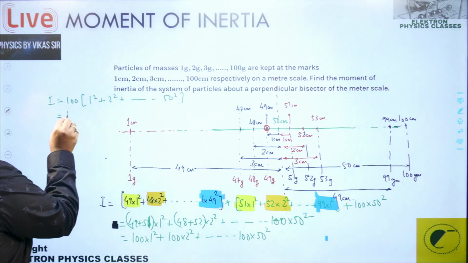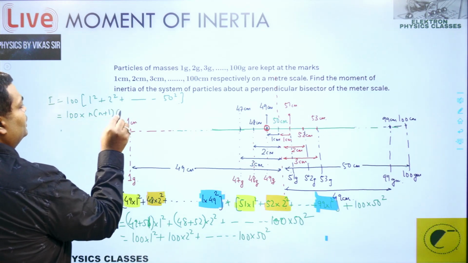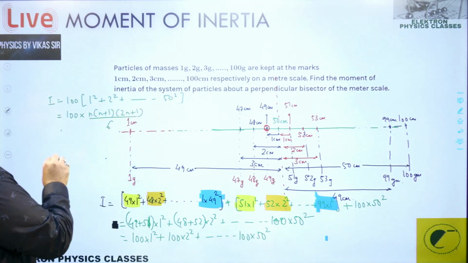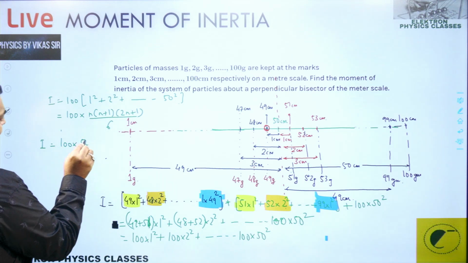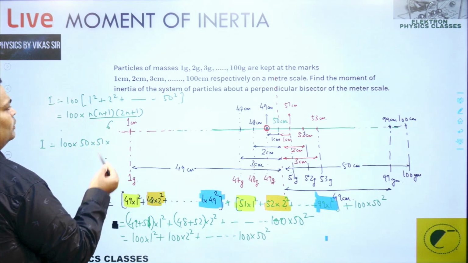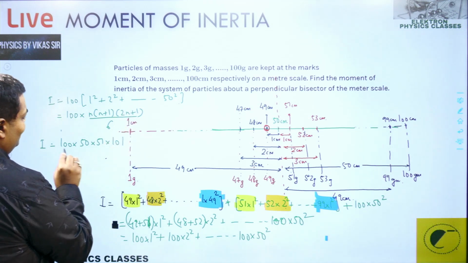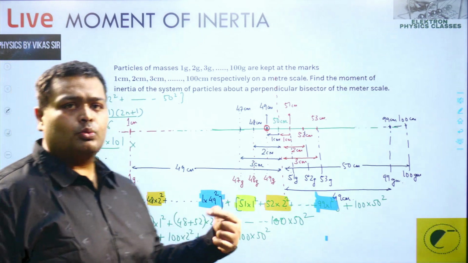So that is the sum of the squares of the first n natural numbers, that is n into n plus 1 into 2n plus 1 upon 6, where n stands for 50. So that will be 50 into 50 plus 1, 51, and into 2 into 50, 100 plus 1, 101, divided by 6. And into that's mr square.